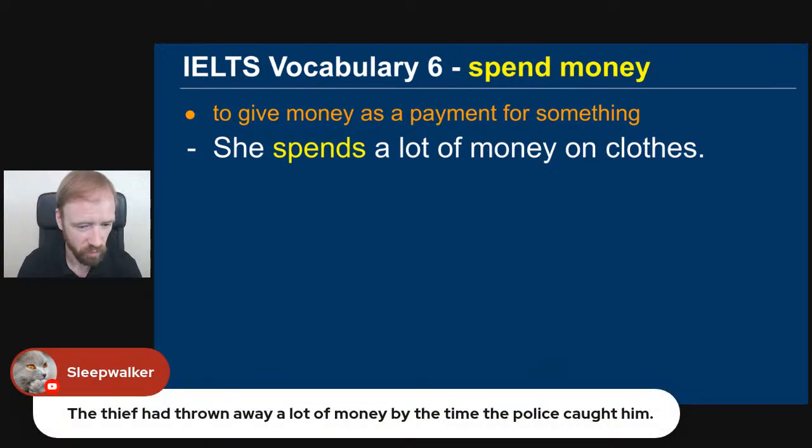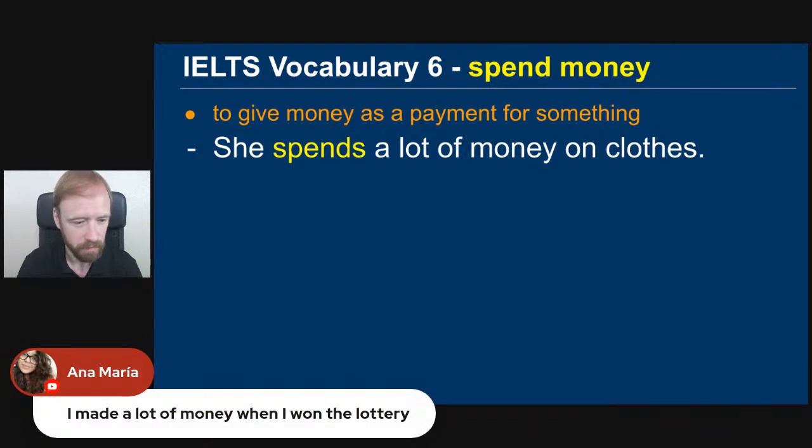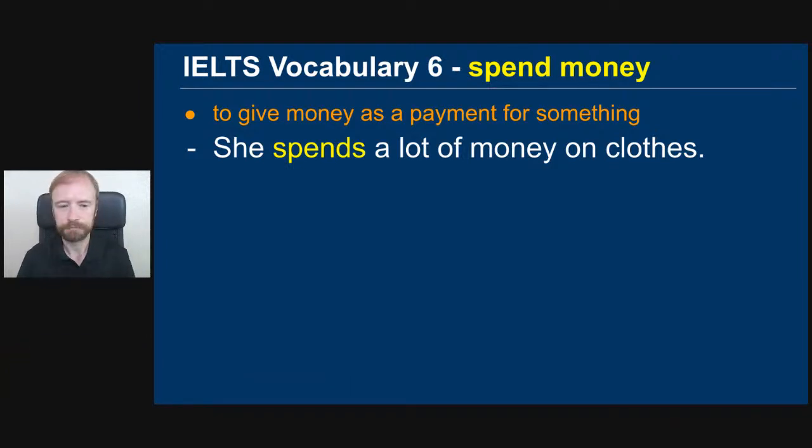The thief had thrown away a lot of money by the time the police caught him. Yeah, that could work. I made a lot of money when I won the lottery. Yes. What do you spend a lot of money on? I spend a lot of money on coffee. I guess that's my biggest expense. Because every day I go out to buy a cup of coffee. That's where I spend most of my money.